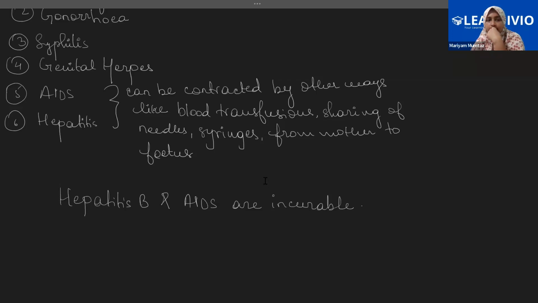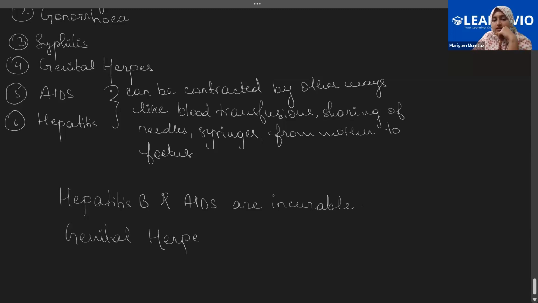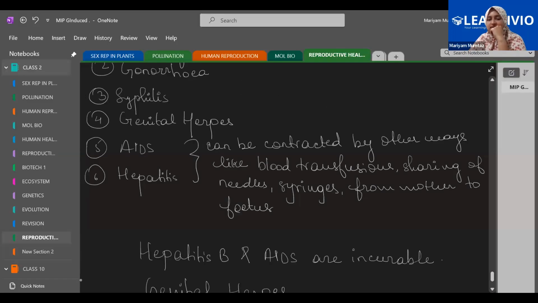Genital herpes is also not curable, right? It's also not curable. Mention that also. Very good. Rest all the sexually transmitted diseases are curable if they are detected at an early stage. Then only. Okay. And as far as the symptoms of these diseases go, you can refer to your NCERT book. That's the exact same thing that I was going to write. So you people write that line also.